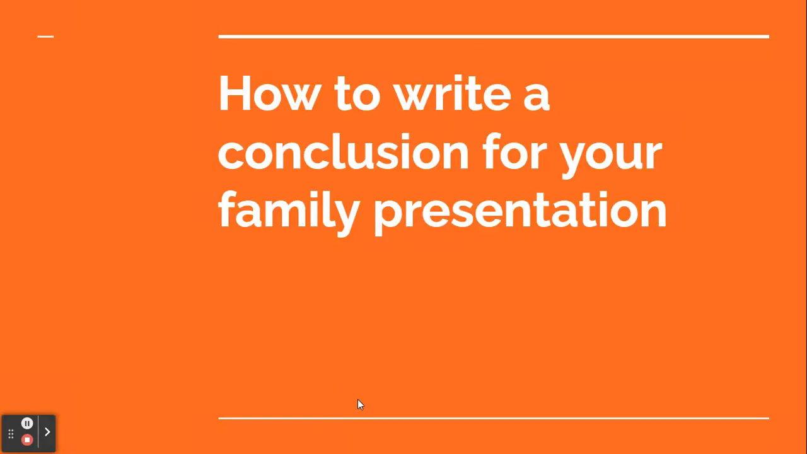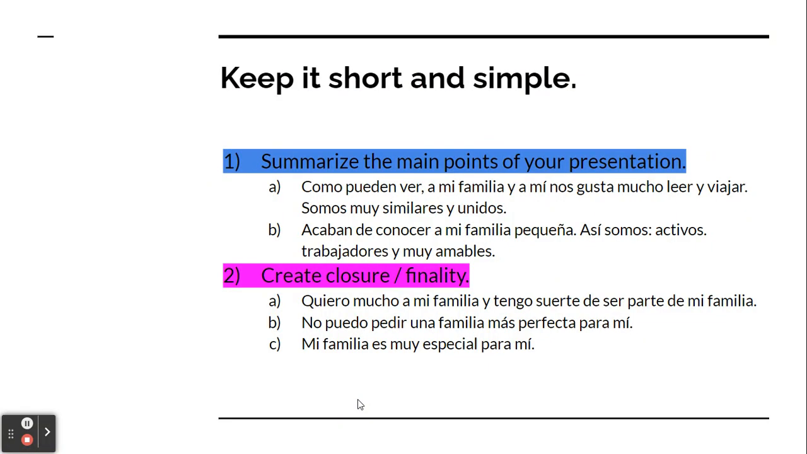And now we're going to keep going with how to write your conclusion for your family presentation, which again needs to be kept short and simple. Summarize the main points of your presentation. For example, if you mentioned how each individual likes to ride bikes or likes to play sports, you can say, como pueden ver, a mi familia y a mí, o a mi familia le gusta mucho practicar deportes. Como pueden ver, a mi familia y a mí nos gusta mucho leer y viajar. Somos muy similares y unidos.